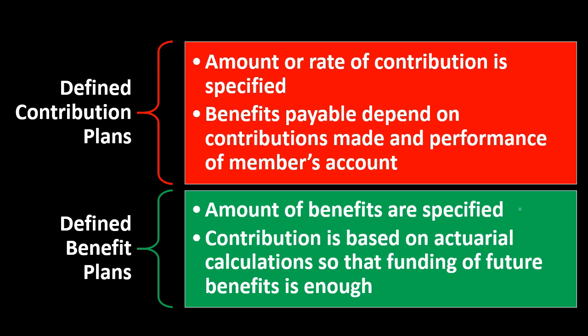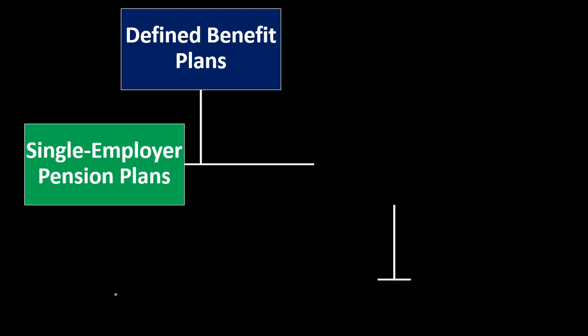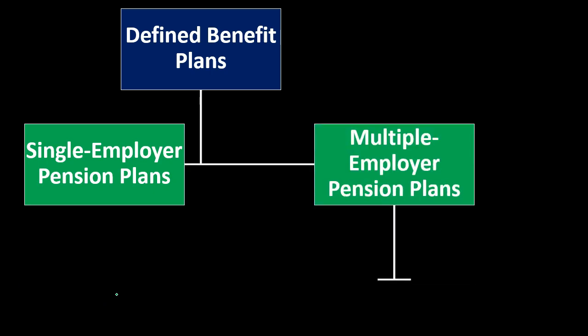In order to do that, we've got to have the contributions based on actuarial calculations. You could think of those as statistics, how long people will live on average type of calculations, in order to figure out the proper contributions for the benefits, the fixed amount, to come out correctly. Defined benefit plans could be a single employer pension plan, or we could have multiple employer pension plans.